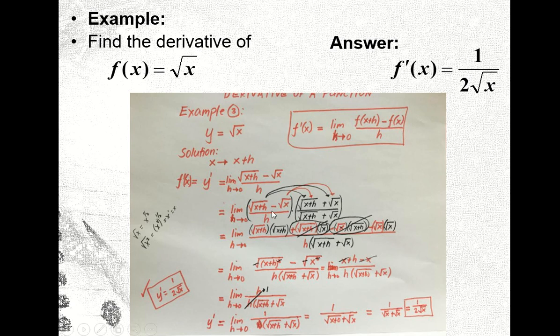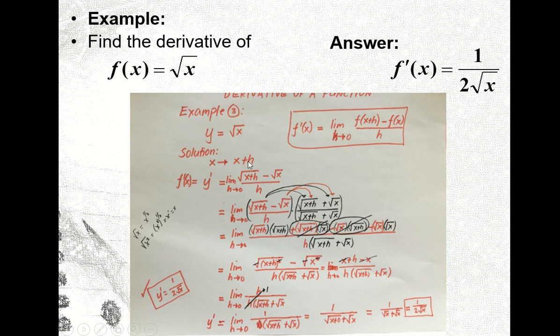Same thing, class, you just change x to x plus h. So the x here becomes x plus h. Then minus f of x. From the formula, you have minus function of x, and our function of x is the square root of x. Then after that, if you look at this one, class, it is composed of a radical.